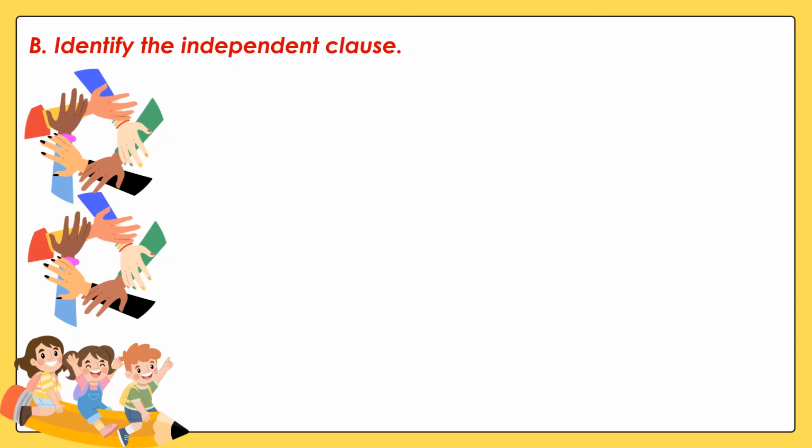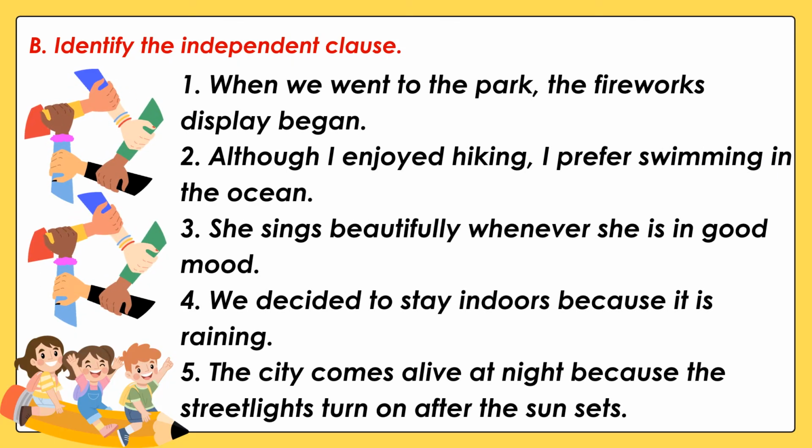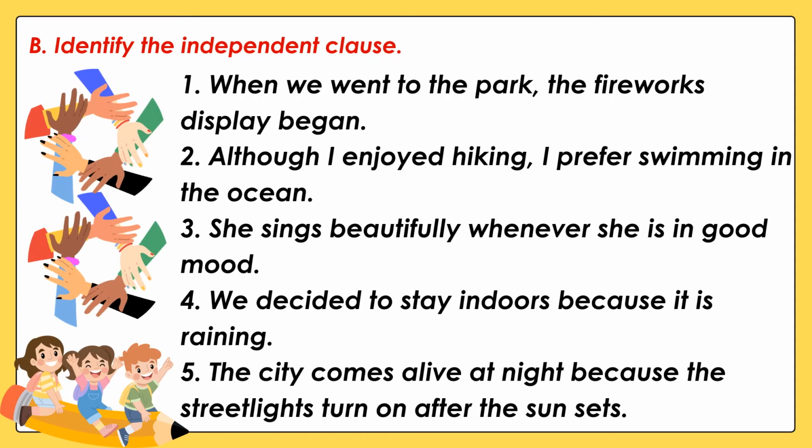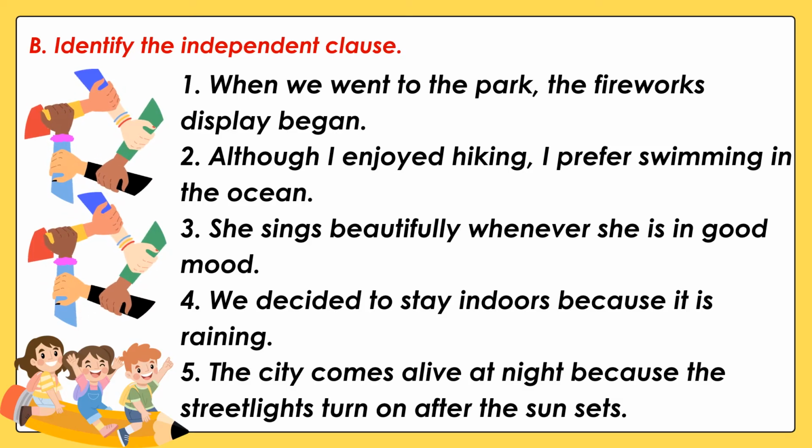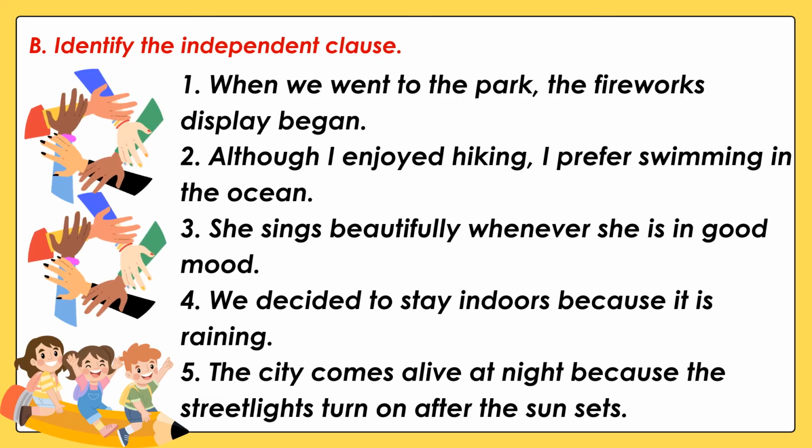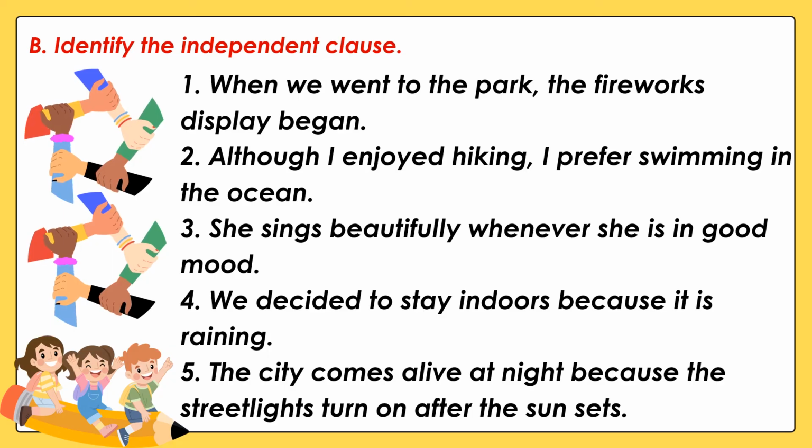Activity letter B. Identify the independent clause. Number 1, when we went to the park, the fireworks display began. Number 2, although I enjoyed hiking, I prefer swimming in the ocean. Number 3, she sings beautifully whenever she is in good mood. Number 4, we decided to stay indoors because it is raining. And number 5, the city comes alive at night because the streetlights turn on after the sun sets.